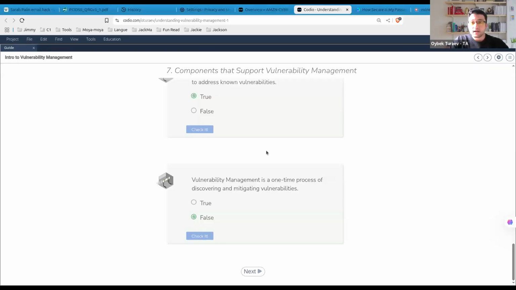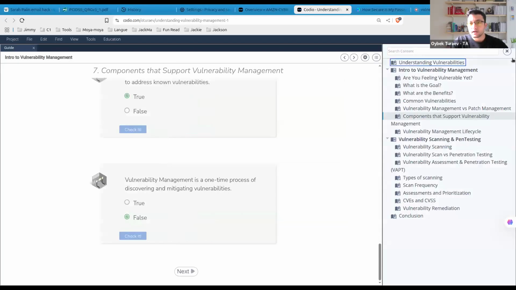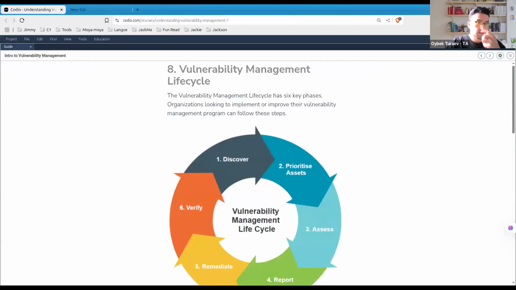Now I think, Gracia, let's take a 10-minute break. And then we're going to continue from the next slide, which is going to be about vulnerability scanning versus pen testing. Let me stop sharing here.